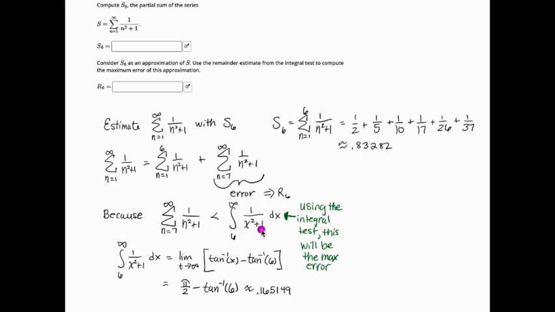Now, in order to use the integral test, we need to make sure it satisfies 3 conditions. The first condition is that it's decreasing. And this most certainly is decreasing because the bottom is going to get larger and larger and larger. So the entire fraction is going to get smaller and smaller.